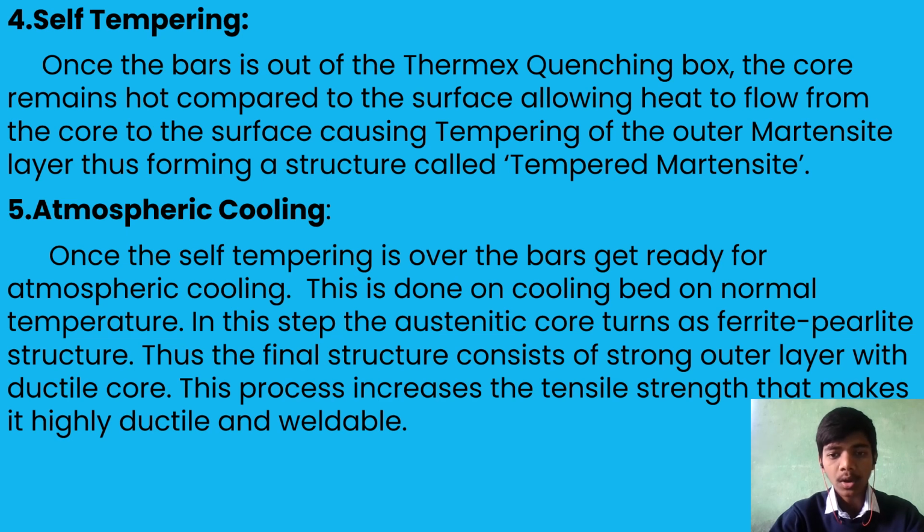In this step, the austenite core turns into a ferrite and pearlite structure. This last atmospheric cooling process is used to increase the tensile strength, which makes it highly ductile and weldable.